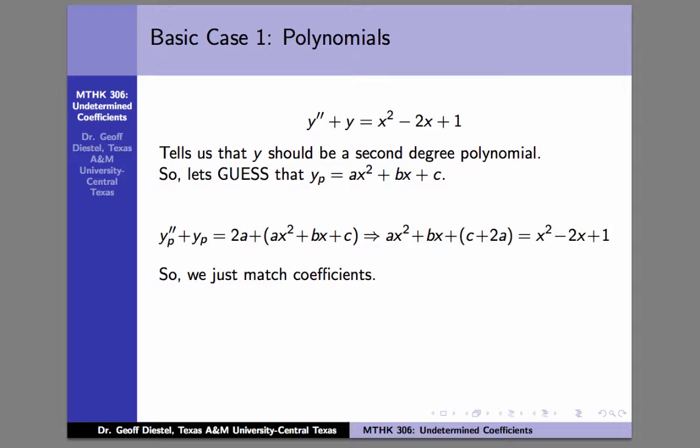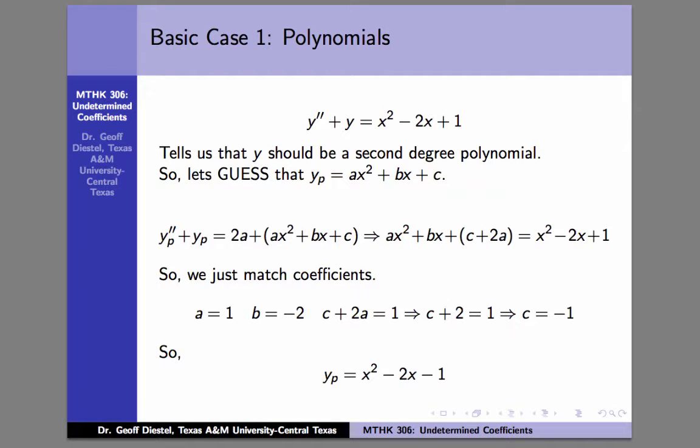In this case, since ax squared is on one side and x squared is on the other, the only way those two terms can be equal is if a is 1. I have a bx term, and I have a negative 2x term, so b must be negative 2. Now for the constant term, I have c plus 2a equals 1. We've already determined that a is 1, so c plus 2 equals 1, and that tells us that c is negative 1. That's how you go about determining the coefficients. You just match the different power functions on each side of the equation and say that they each have to have the same coefficient.